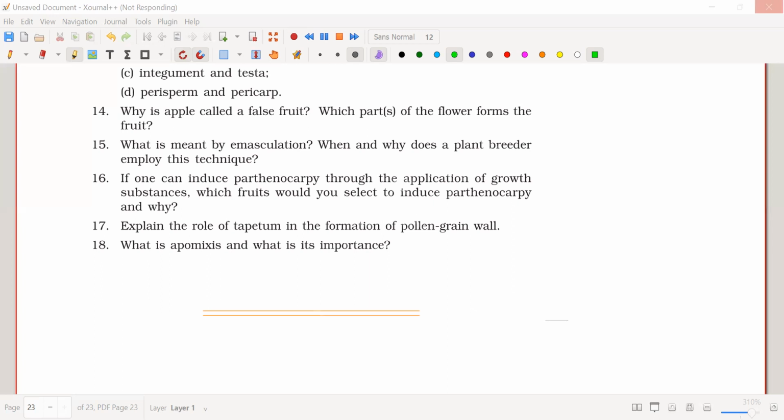This is the testis, and at the back, the scrotum. Then bulbourethral gland, anus, rectum, and ejaculatory duct. From here only it will be getting stored and ejected. Right? The testes are situated outside the abdominal cavity within a pouch called the scrotum.